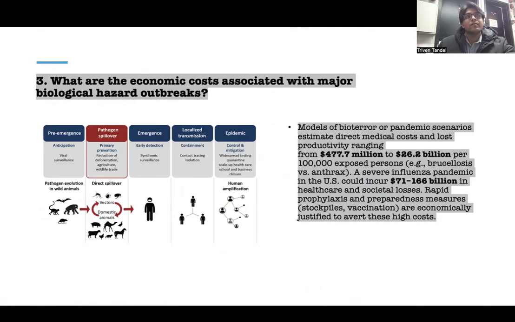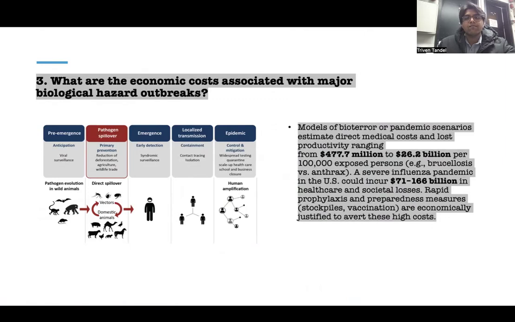For example, brucellosis versus anthrax. A severe influenza pandemic in the US could incur 71 to 166 billion dollars in healthcare and societal loss. Rapid prophylaxis and preparedness measures, such as stockpiles and vaccinations, are economically justified to avoid this high cost, but it is hard to detect upcoming outbreaks. In recent times we went through COVID, which created a lot of economic harm, and economic sectors went down worldwide. It is hard to get early detection and containment.